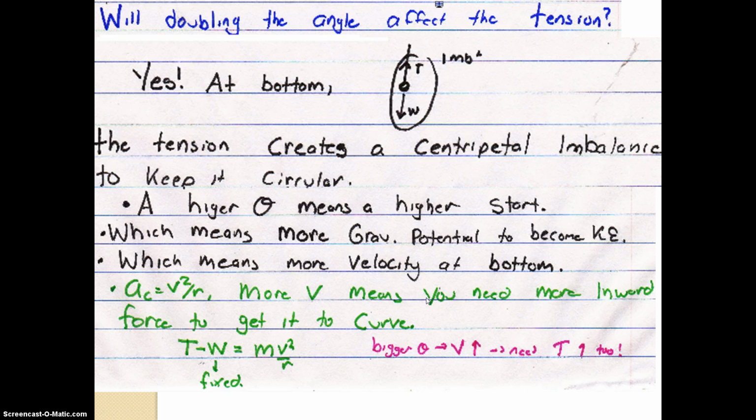It's not just knowing the equations, it's understanding what's going on. If you're going faster at the bottom, you need more of an upward force to make you curve, because more velocity means you have to have more force to actually get you to change what you're doing. If you did an equation, T minus weight equals mv squared over r, upward positive, plus negative equals the imbalance. The weight is fixed, so the faster you go, the more imbalance you need, and since this is fixed, it means you have more tension. So, higher angle means you're going faster, faster means you need more tension to make it. If you don't have enough tension, the string snaps, it falls.